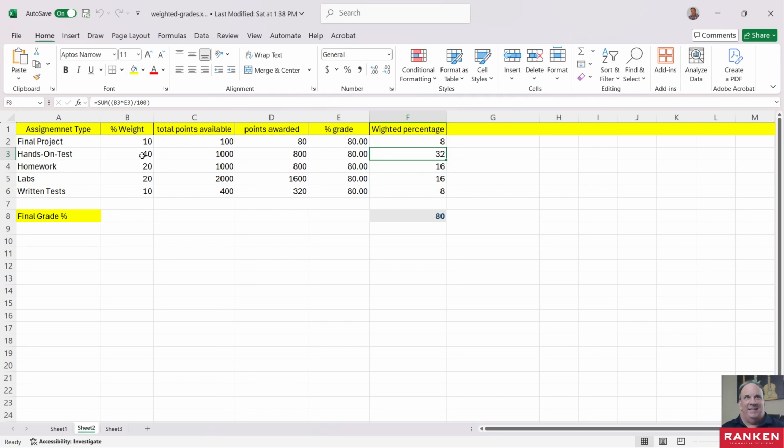So as you can see, with 40%, you're getting a lot more. Here, your 10% of 80 is going to be 8. Here, your 40% of 80 is 32. That's significant, right? That's significant. And then homework, kind of the same thing. Homework's going to equate to 16 of an 80%. Labs here, and then the written test is kind of the same as the final project.